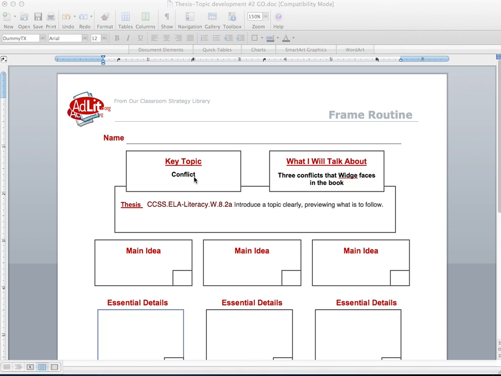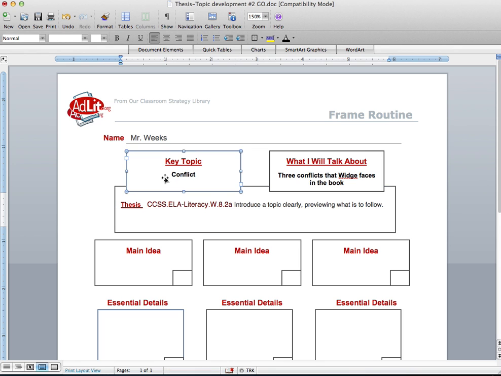Okay, guys, let's take a look at your frame routine. I want to demonstrate for you what my expectation is for this activity. We're going to start by putting our name at the top of the document. Make sure that you get your name at the top first. Once you've done that, take a look at your key topic box.